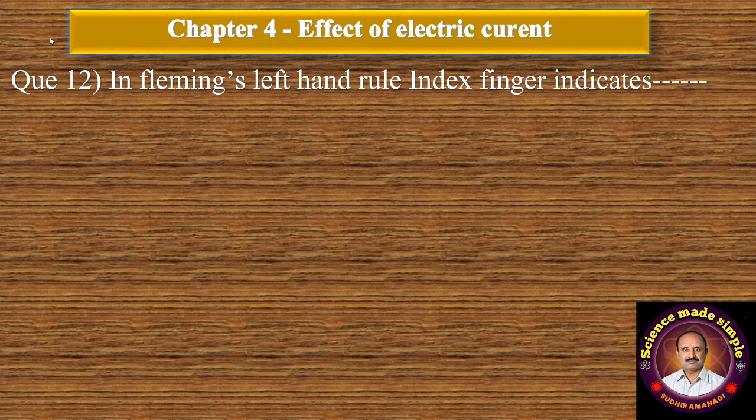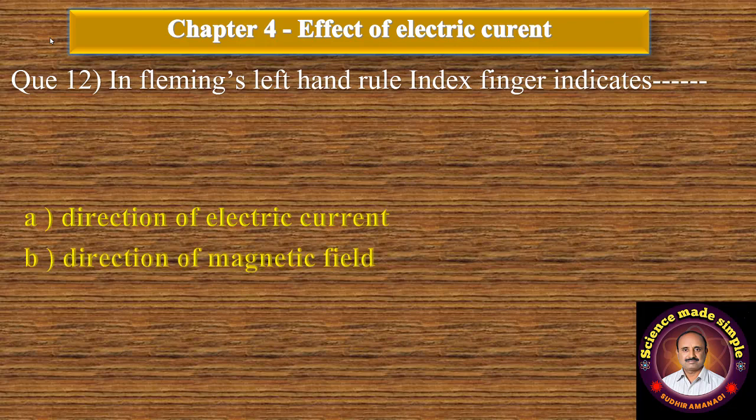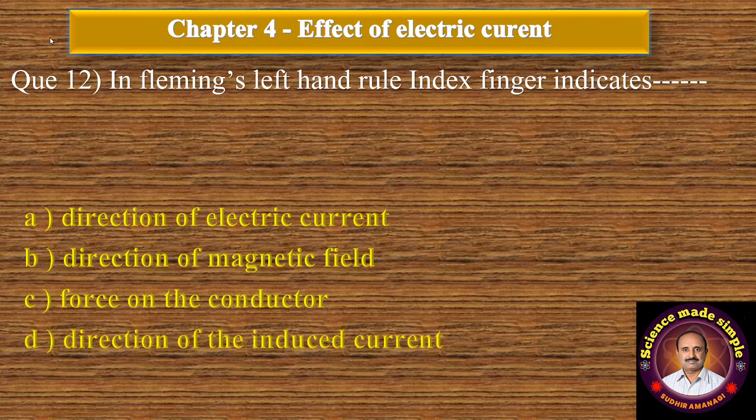Question number 12. In Fleming's left hand rule, index finger indicates dash dash. A option direction of electric current, B direction of magnetic field, C force on the conductor, and D direction of the induced current. Correct option is that option B direction of magnetic field.